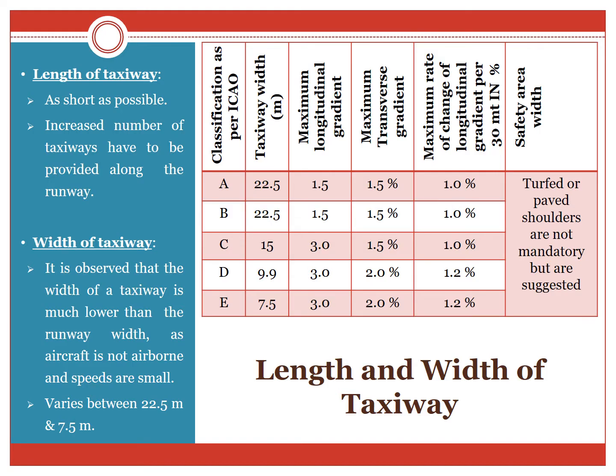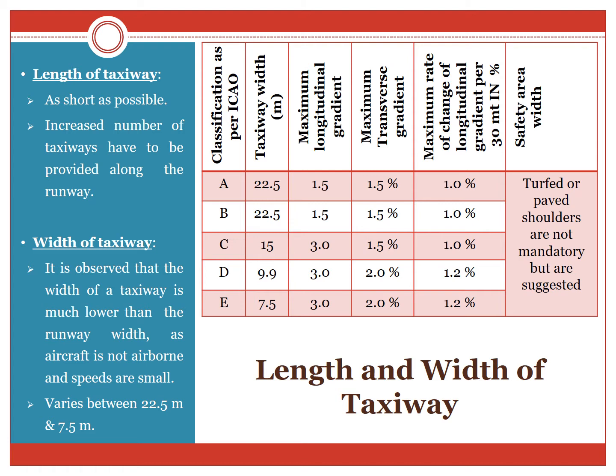Now moving forward to the length of the taxiway. What is the length of the taxiway? The length of the taxiway should be as small as possible. No standard specifications are recommended by any organization for limiting the length of the taxiway. As for the width of the taxiway, it is observed that the width of the taxiway is much lower than the runway width, as the aircraft is not airborne and the speeds are small. The width can vary from 22.5 meters to 7.5 meters.